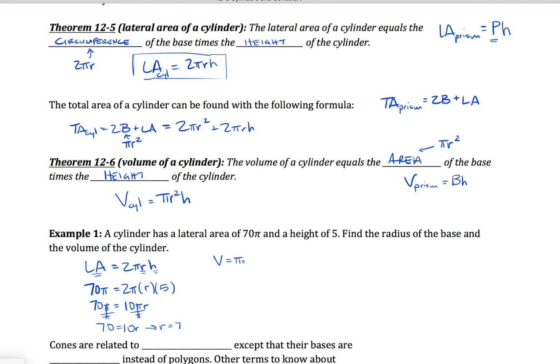Volume is pi times the radius squared times the height. So we're going to do pi times 7 squared times the height of 5. Now we're going to leave this in terms of pi, which means we're just going to simplify this side. So now we have pi times 49 times 5. And 49 times 5 should give us, let's see, I'll do that real quick on my calculator. I should get 245 pi for my volume.